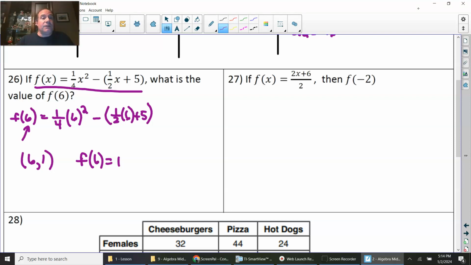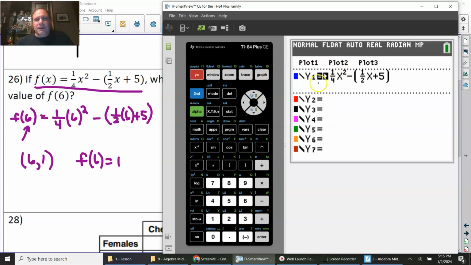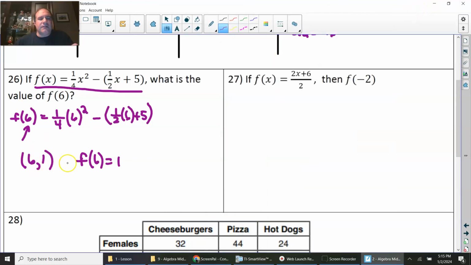If they gave you a negative number, to figure out what the output is, you might make a mistake. You don't want to make a mistake. Just put the f of x into the calculator for the first equation, that y1, and then just go ahead and work it that way. Just look for the x that they give you, that they want you to find the output for, and that's it. That's your answer.